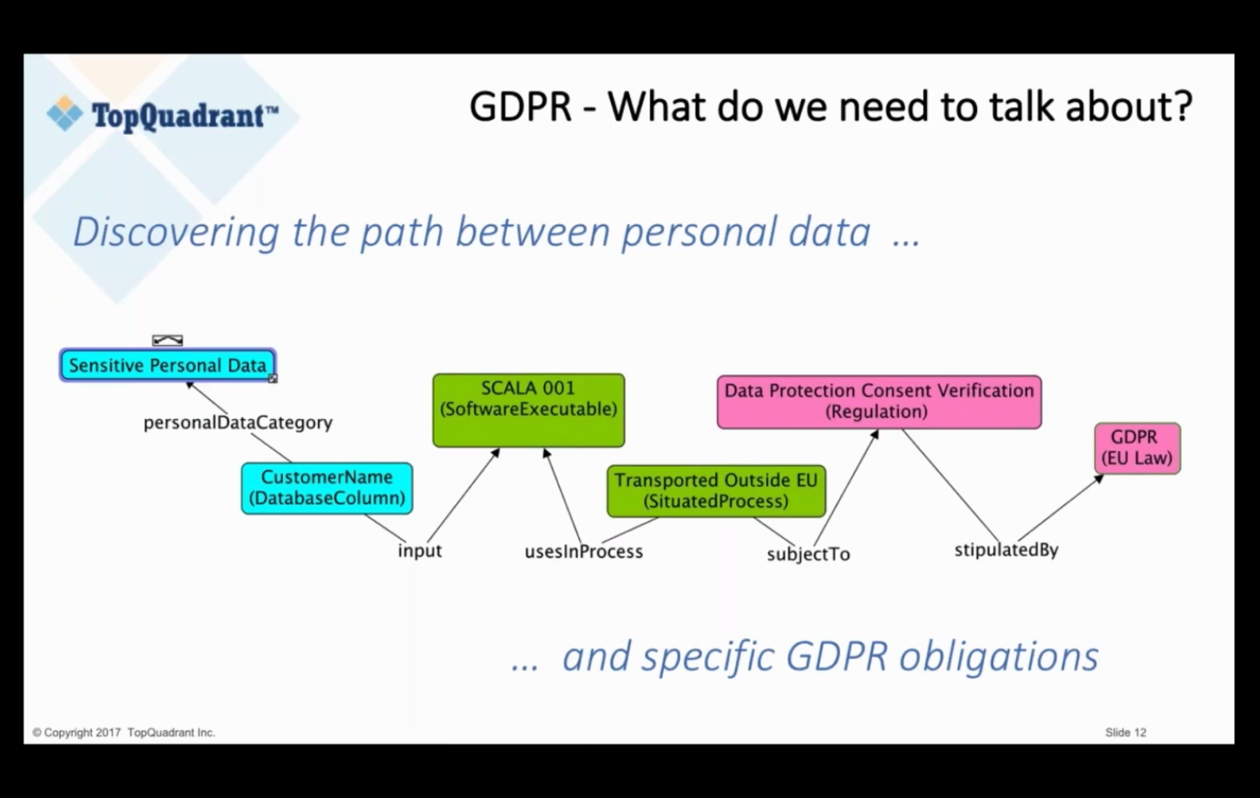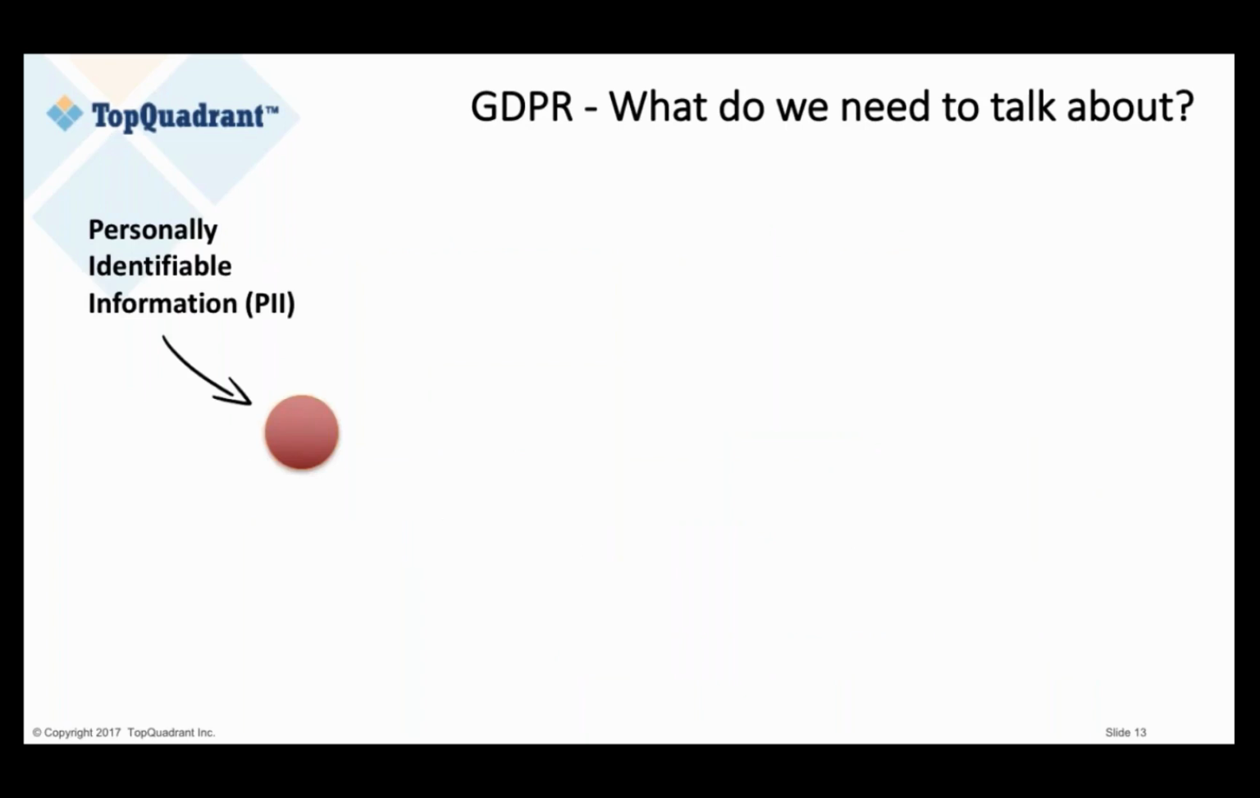In this simple example you see here, we can see how relationships connect the personal data on the left, like a column about customer names, to processes like software executables, and into situations like here it's being transported, for example, outside the EU, all the way to the specific regulations about that transport. And technology exists that makes discovering this chain of relationships easier. Knowledge graph-based data representation is a technology that represents both your data and chains of relationships like these.